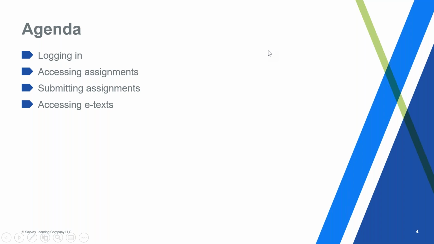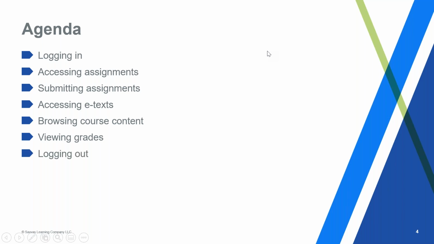And so I want to be sure you know how they can do that, how they can go and browse course content to review and study things that maybe have already been covered. And then if they take a test on the Realize platform for the course they're in, how do they see what their grade is? So viewing grades. And then we'll just touch on quickly how to log out. So with that, let's get started.